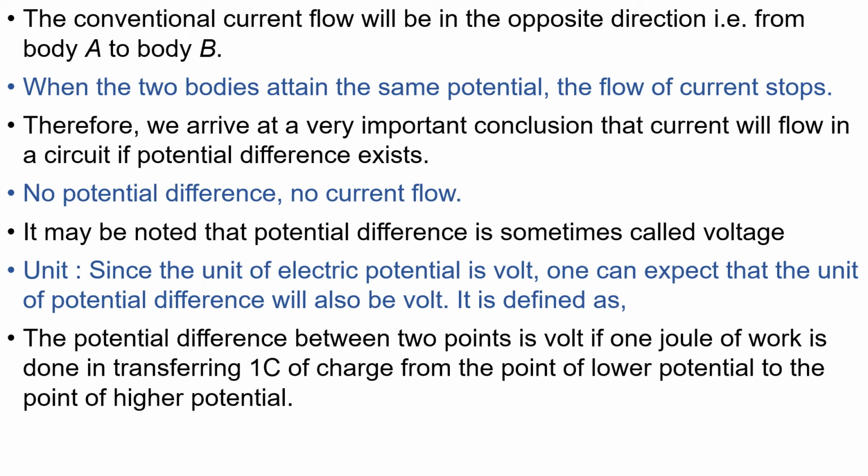It may be noted that potential difference is sometimes called voltage. Since the unit of electric potential is volt, one can expect that the unit of potential difference will also be volt. It is defined as follows: the potential difference between 2 points is 1 volt if 1 joule of work is done in transferring 1 coulomb of charge from the point of lower potential to the point of higher potential.